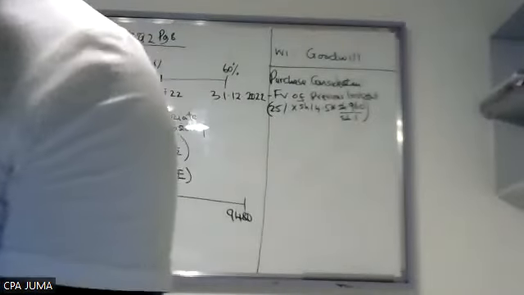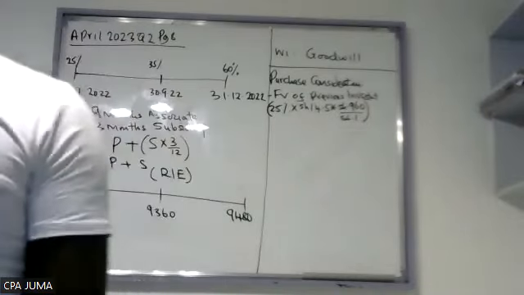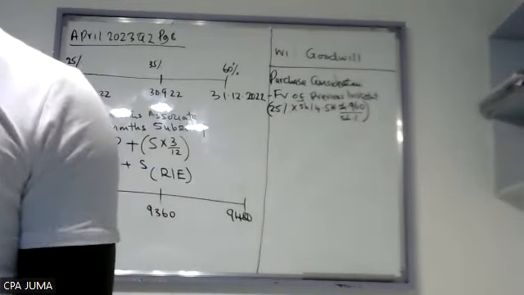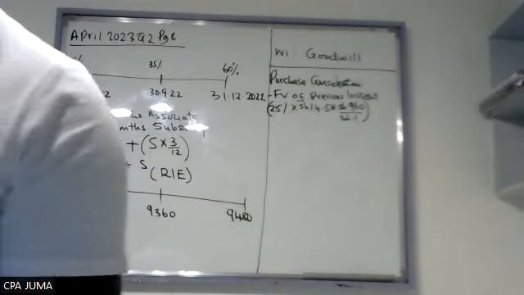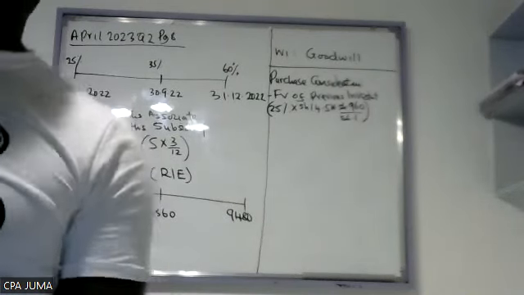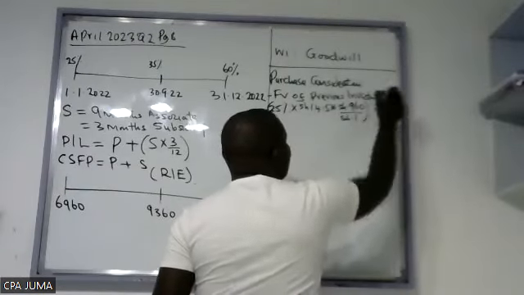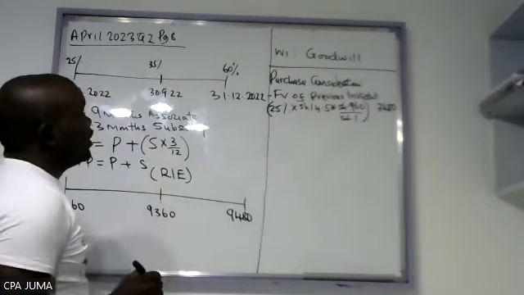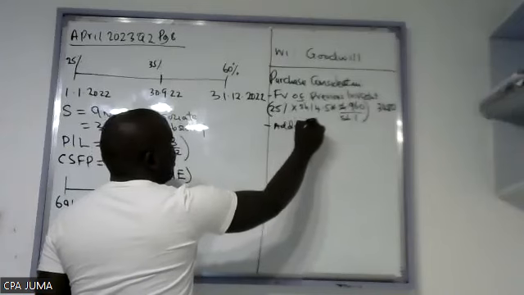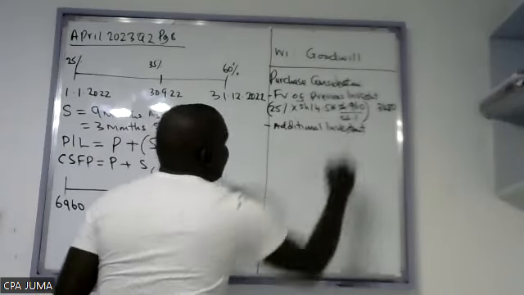How much will that be? How much? Somebody? $34.80. Thank you. $34.80. Good. Then you add additional investment. That one we were given.